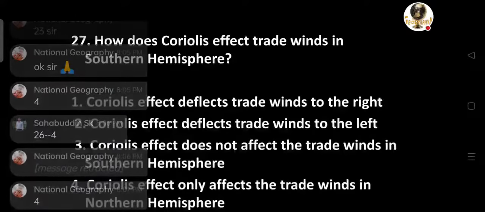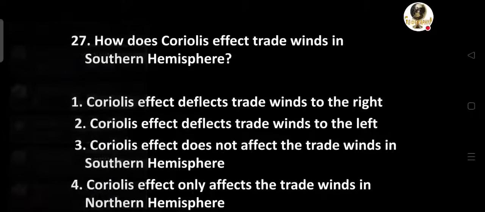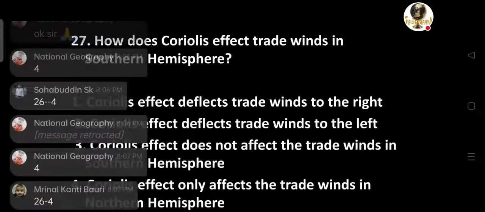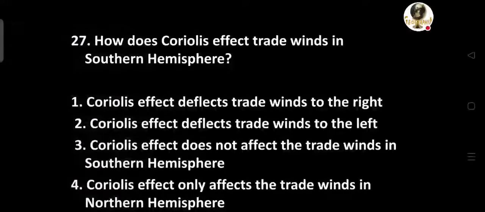It is very important for you. The Coriolis effect deflects trade winds to the right, and the Coriolis effect deflects trade winds to the left, and the Coriolis effect does not affect the trade winds in the southern hemisphere, and the Coriolis effect only affects the trade winds in the northern hemisphere.